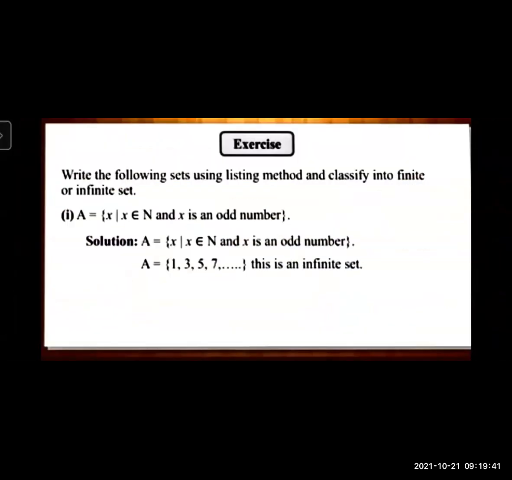In the practice set also, which sets are empty, which sets are equal, which sets are finite, these things are there already. Write the following sets using the listing method and classify them into finite and infinite. First, we will see which are finite and which are not finite. There are 6 questions, I think, on page number 5. We will see all the examples.